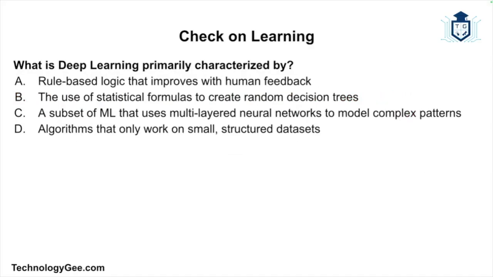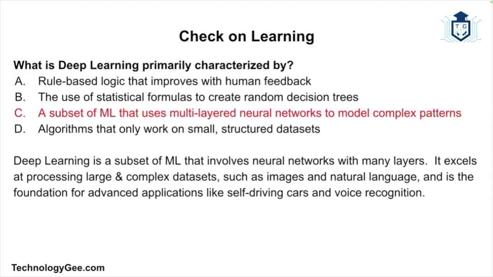And our final question, what is deep learning primarily characterized by? Is it rule-based logic that improves with human feedback? Is it the use of statistical formulas to create random decision trees? Is it a subset of machine learning that uses multi-layered neural networks to model complex patterns? Or is it algorithms that only work on small structured data sets?